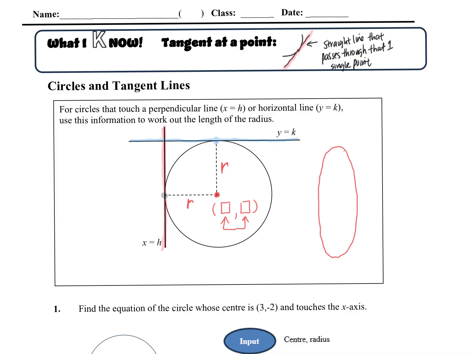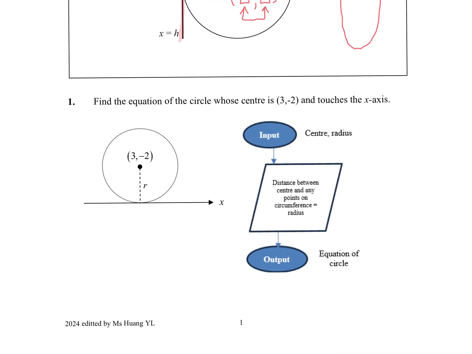Okay, so let's look at this one. First thing, I have a center which is at 3, negative 2 and it touches the x-axis. So what does this tell you? How can I find the equation of the circle? I need 2 things, right? I already have the center, which is 3 and negative 2. But what is the radius? What is the radius?